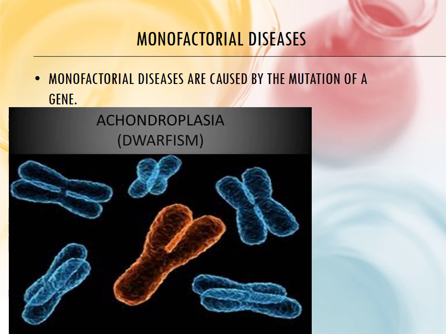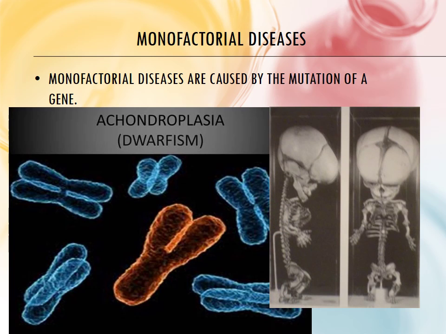People affected by dwarfism have smaller limbs because of the absence of cartilage. There are two types of dwarfism, harmonic and disharmonic, depending on whether the limbs grow in proportion or not.